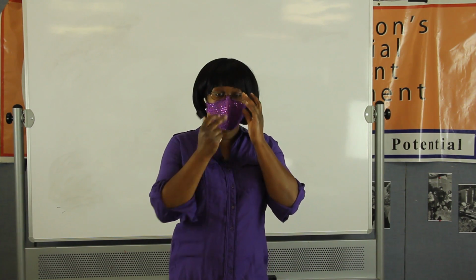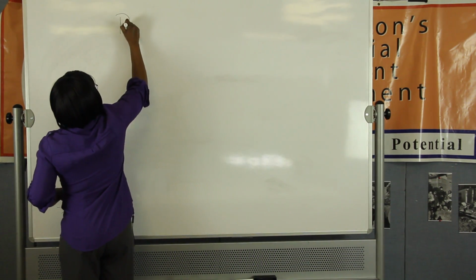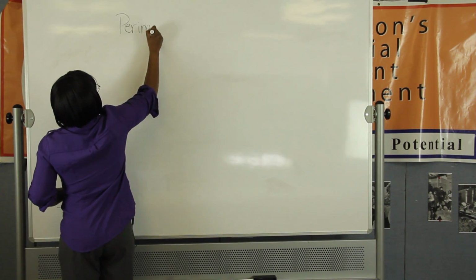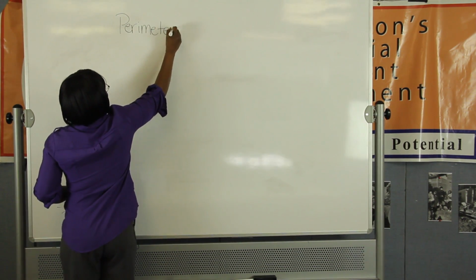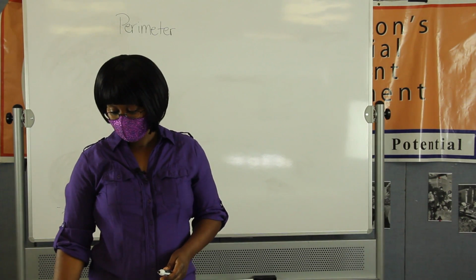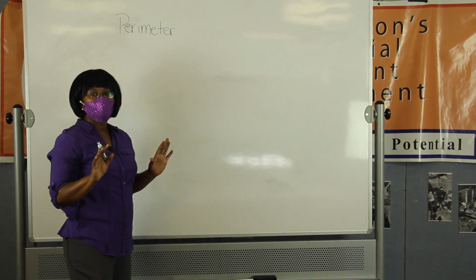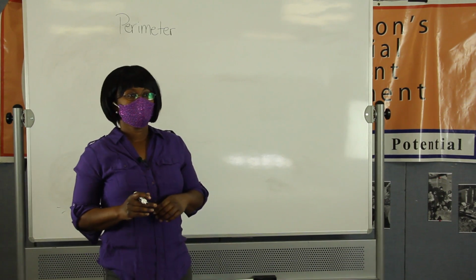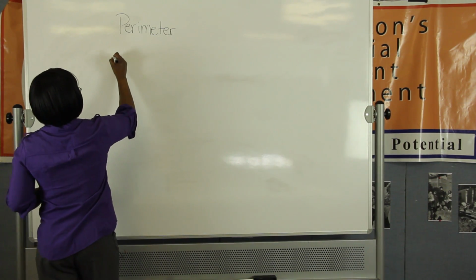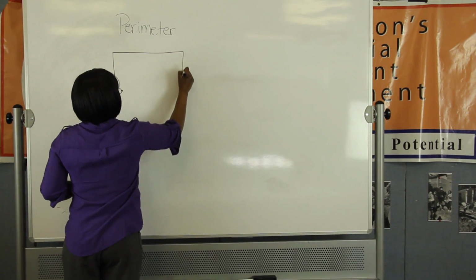So how you get perimeter is you measure all of the sides together of the shape. And I think we can do that. Addition, that's not too bad. So we're going to start off with using squares. So I'm going to draw a square.